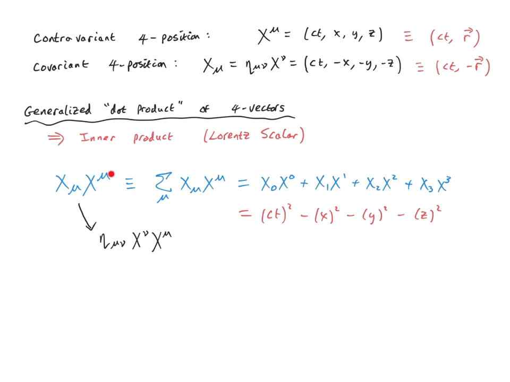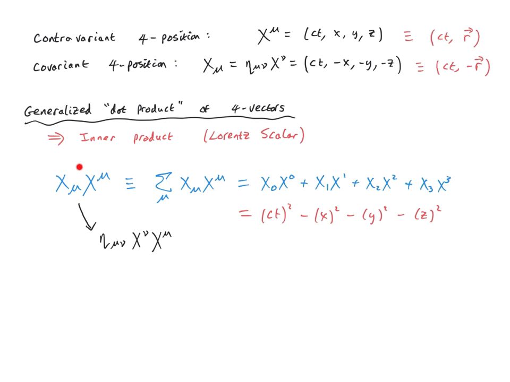Notice that we can also write this product on the left-hand side here in terms of 2 contravariant 4-vectors, if we also include the metric tensor in our Minkowski spacetime, which is this eta. That's just following from the definition of our covariant 4-vector in terms of the contravariant one. So we can see that this is basically just like a regular dot product of the 4-vectors, but because we've got this extra metric tensor in here, we get this extra minus sign on the space-like components.